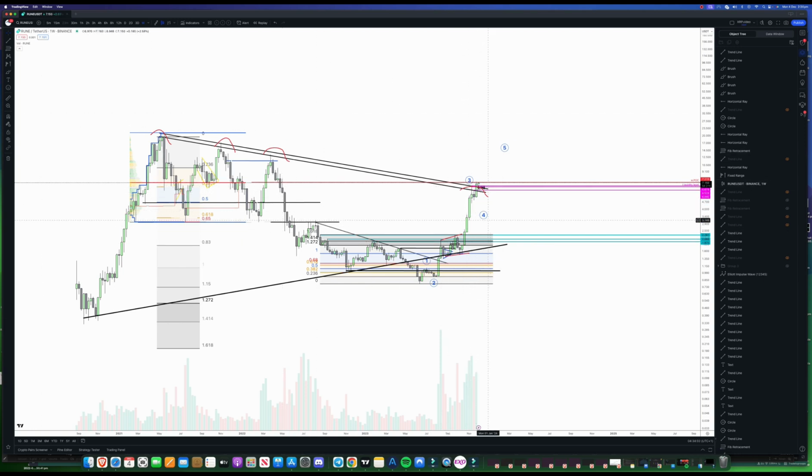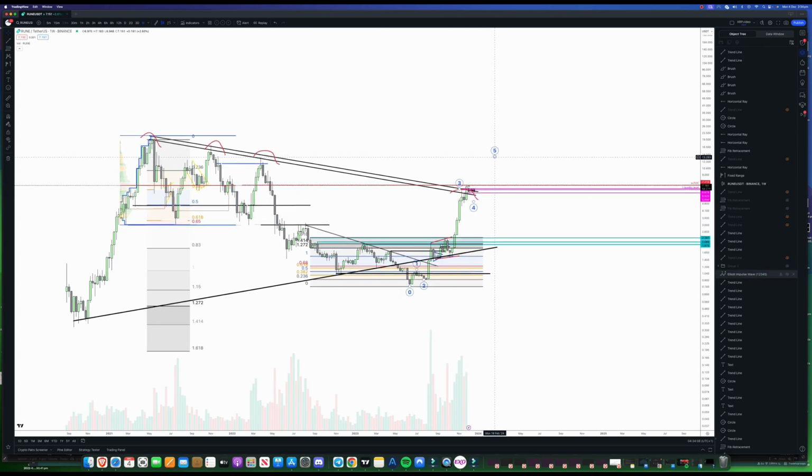Now, I assume that this is going to be 1 and 2, 3, 4, and then 5. Short term wise, I'm probably wrong, because that's the continuation. So I would say 3 and 4 is going to be higher, at my guess, before we get a correction. Let's see how that works out.